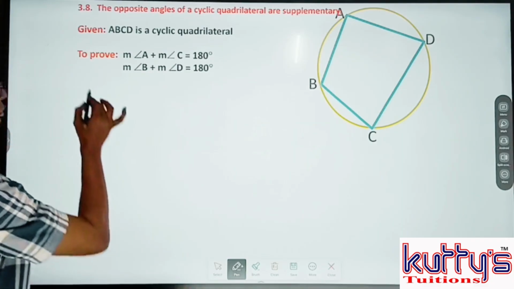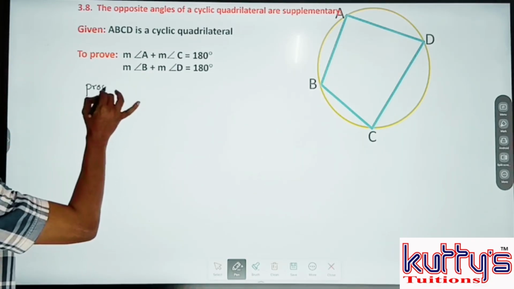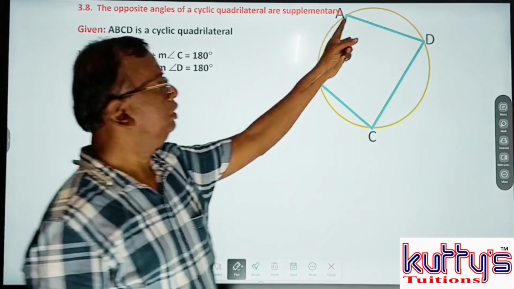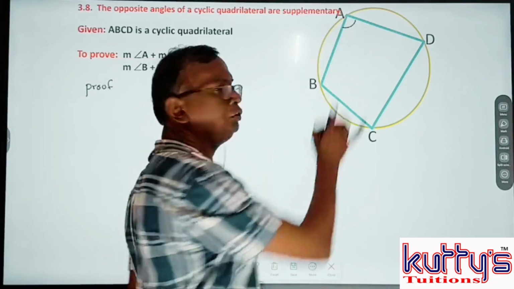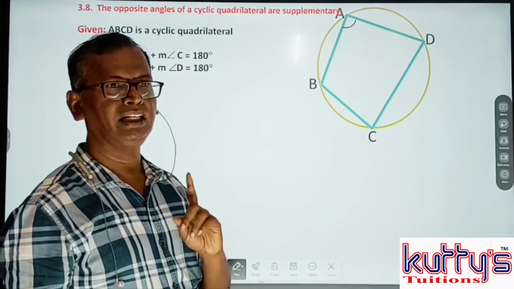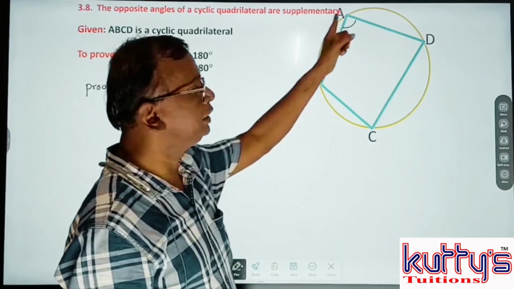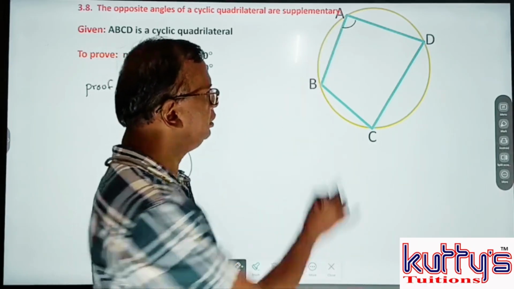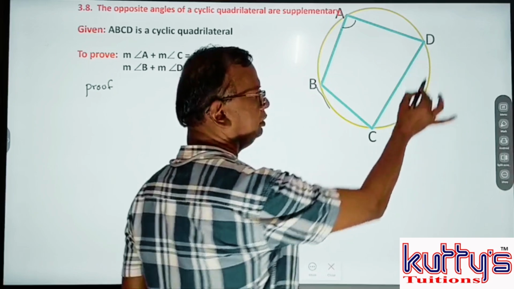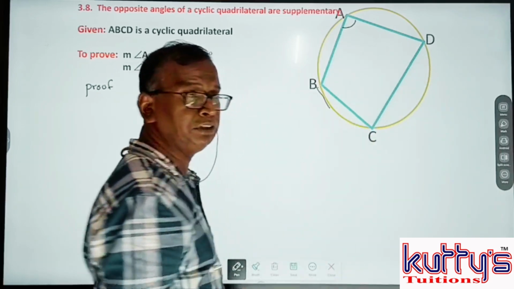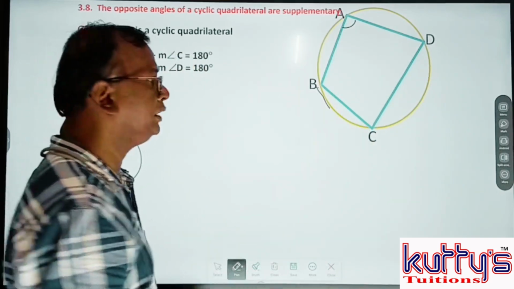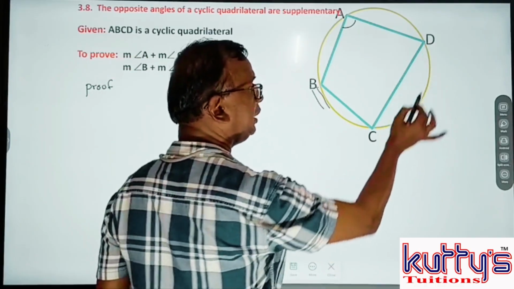Now see carefully here, all of the students. This is the first angle, BAD. Which angle is this? It is an inscribed angle. Why is it called an inscribed angle? Because it touches the circle. So this is the inscribed angle and this is your intercepted arc. BAD is which angle? It's an inscribed angle and this is your intercepted arc.